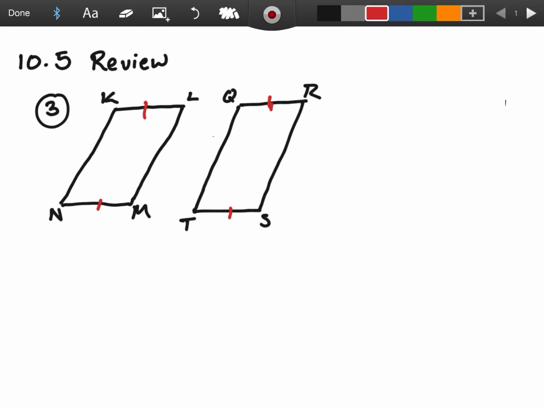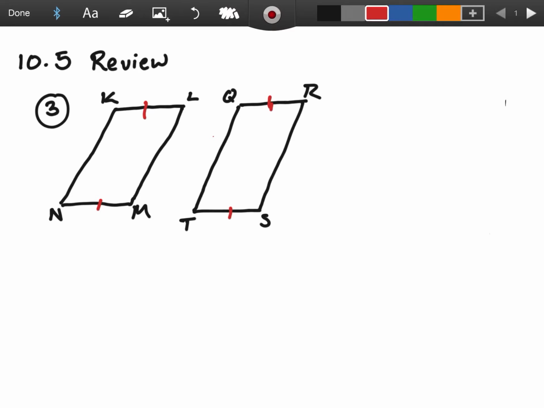First off, 10.5 is all about trying to figure out similar and congruent polygons. The first thing that we really look at is understanding corresponding sides and corresponding angles, and that's really all you're going to need to worry about for the final as well. So let's get started. The first one I want to take a look at is number 3.